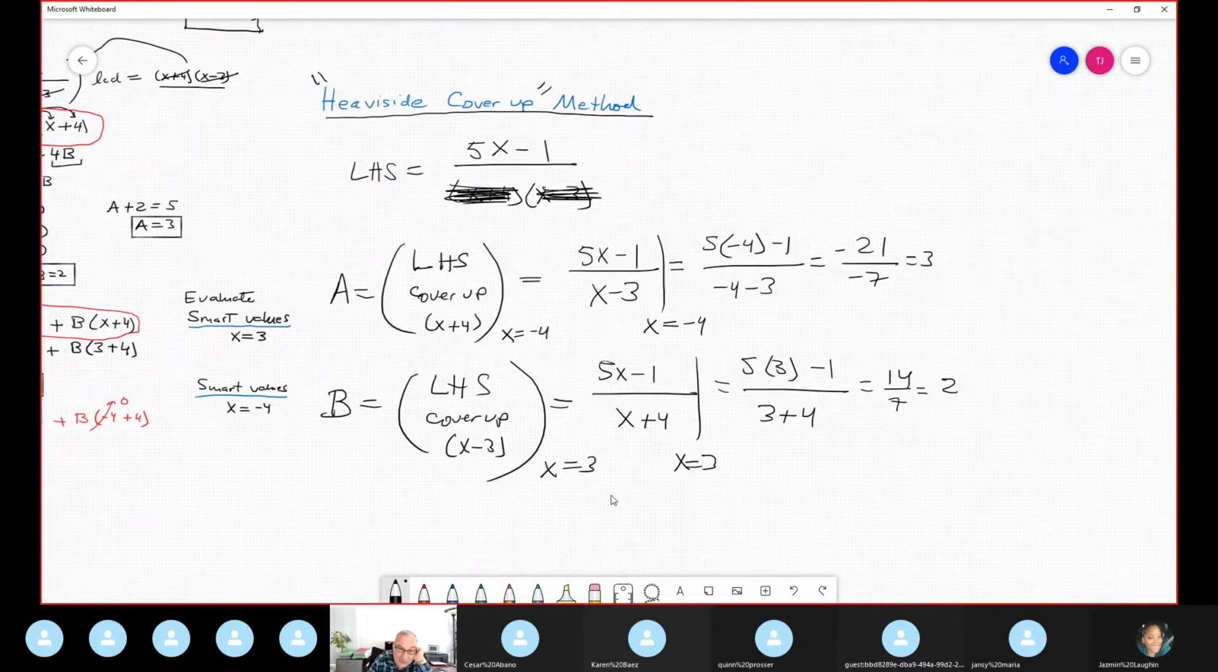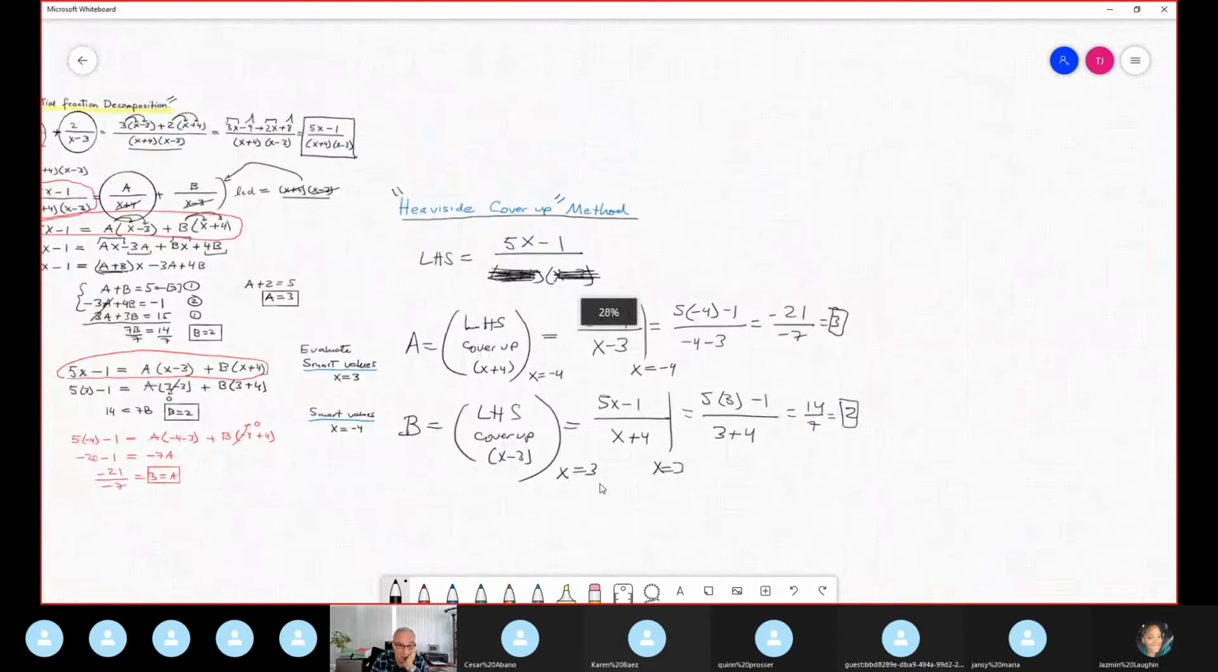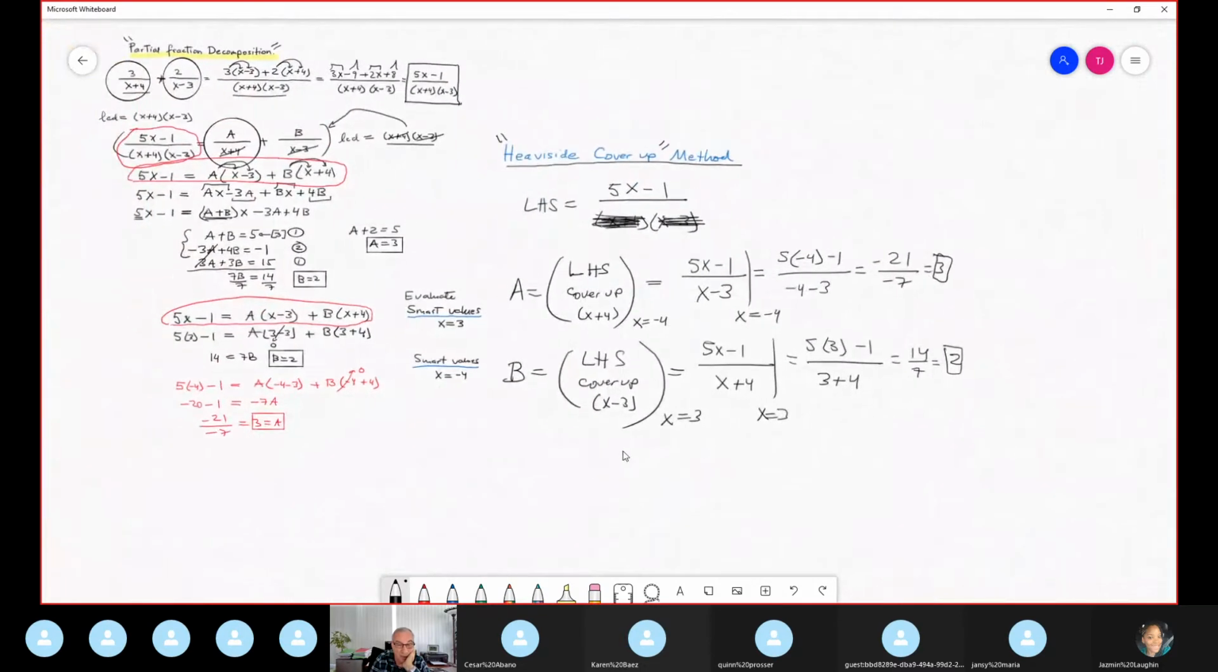So we have 3 possibilities, guys. I accept any option on the test: using the smart value, using the Heaviside cover-up, or, if you love the system of equations, you set up the system of equations and solve it. But I have more good news.